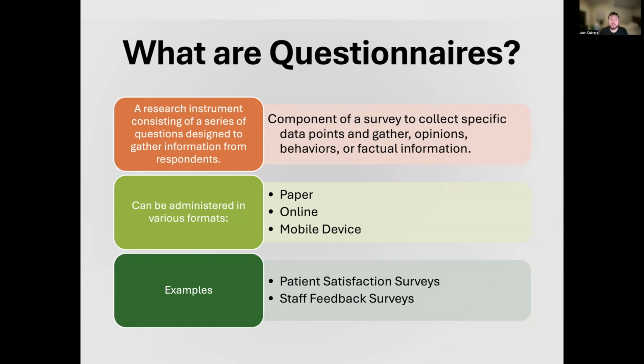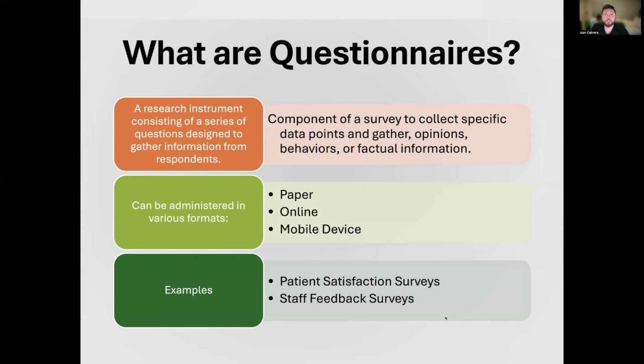For example, you might use a patient satisfaction questionnaire to gather feedback on their hospital stay experience. Questions could range from how would you rate the cleanliness of your room to how would you rate the friendliness of the staff? Another example could be a staff feedback questionnaire to understand the effectiveness of a new training program. Questions might include how confident do you feel in applying the new procedures? Or what improvements would you suggest for future training sessions? These questionnaires allow for the collection of specific data points that are crucial for making informed decisions and improving practices.